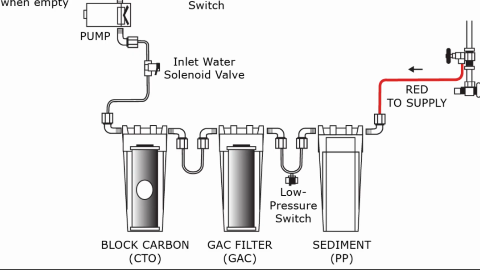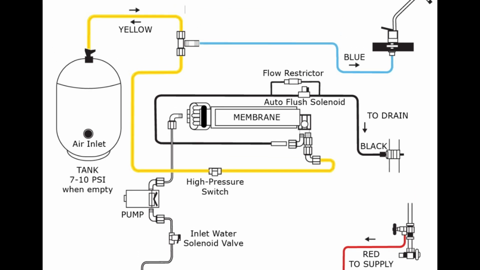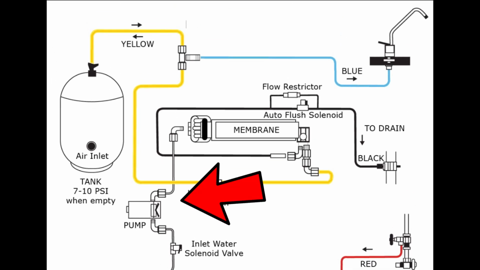Once it leaves that particular filter, it goes to a CTO block carbon filter, which CTO stands for chlorine, taste, and odor. Both of these elements are 5 micron as well, so you have some really pretty good filtration. The booster pump is located next upstream.